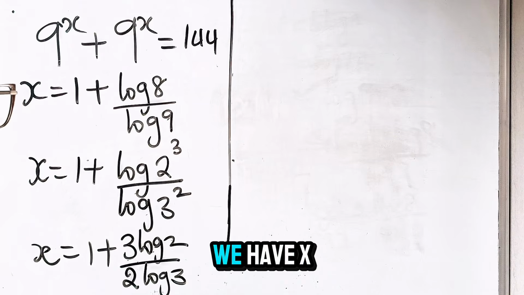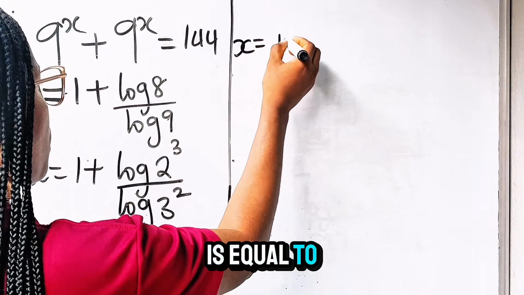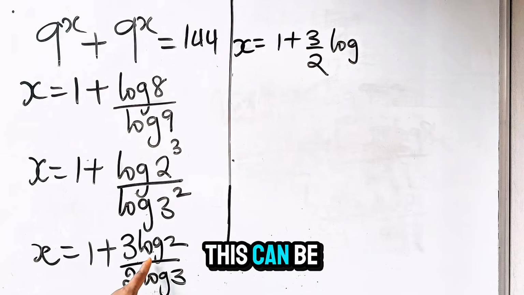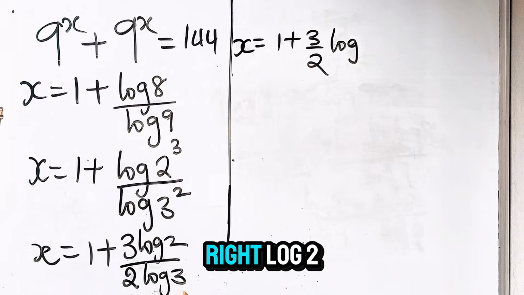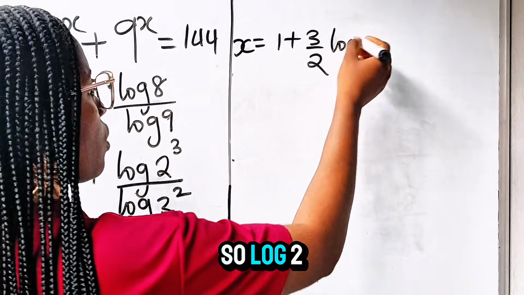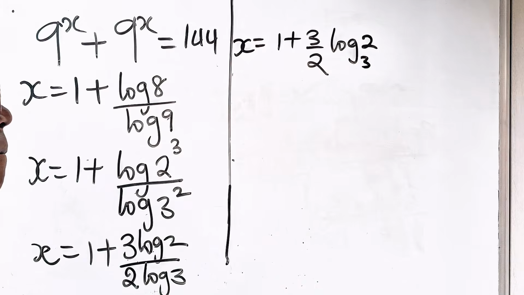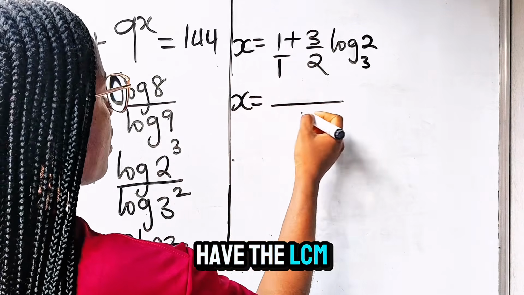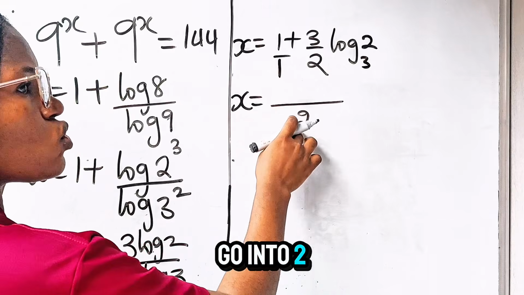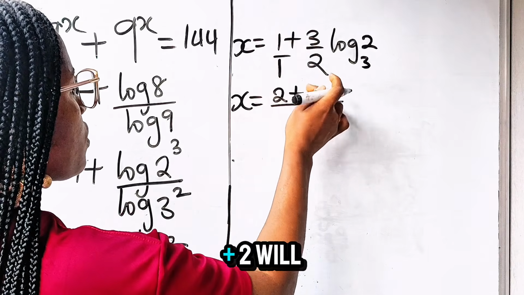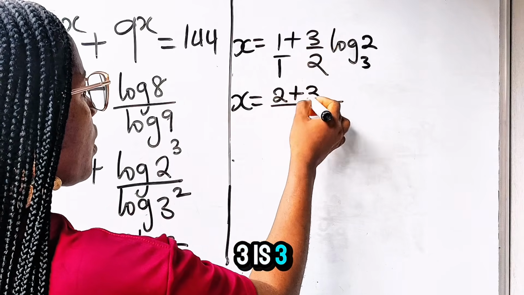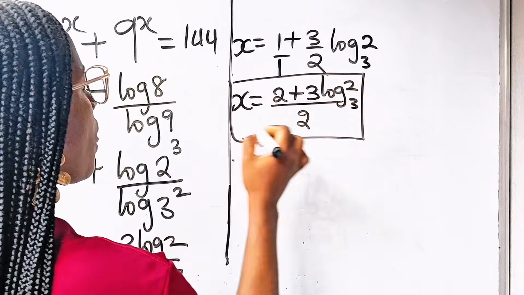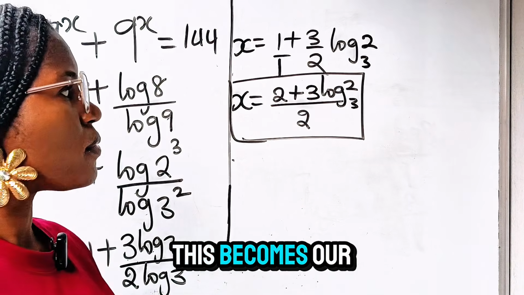So now we have x is equal to 1 plus 3 over 2 log 2 over log 3. Now using change of base, this can be written as log 2 base 3. Now, if we solve this, we have the LCM is 2. So 1 goes into 2 two times, 2 times 1 is 2. Plus 2 goes into itself once, 1 times 3 is 3. So x is (2 plus 3 log 2 base 3) over 2. Yes, this becomes our x.